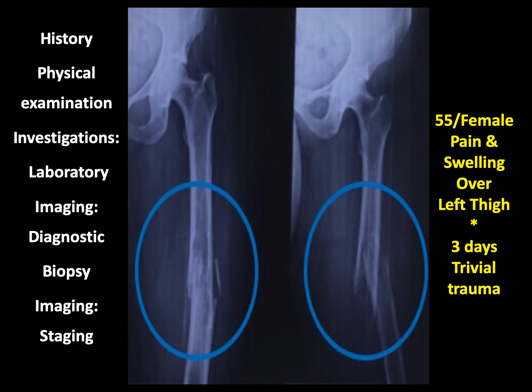So if we see this X-ray again, what are the points we discussed in our first slide? It was the history that was very important. In this case, it was just a trivial trauma. And if we read this X-ray very properly, the diagnosis should have been reached in our mind that it was not a traumatic fracture or a metastatic lesion. It turned out to be something else.